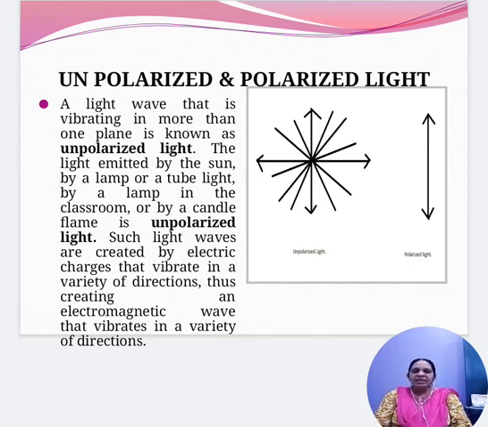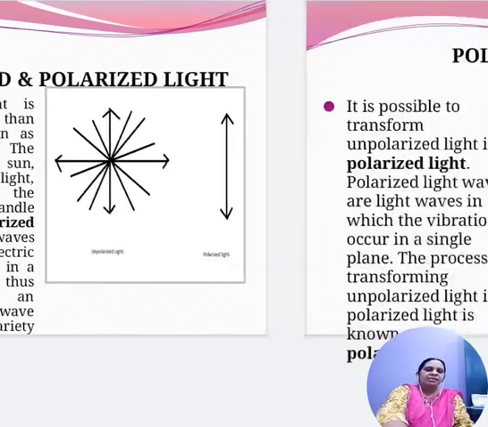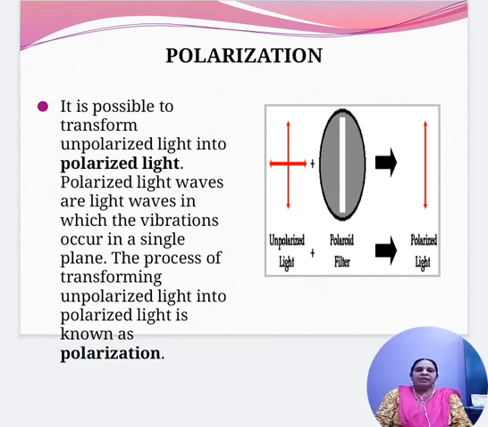Thus creating an electromagnetic wave that vibrates in a variety of directions. So you have seen in the figure, you can see the polarized light. Now we have studied about unpolarized light. What is polarized light? It is possible to transform the unpolarized light into polarized light. How is it possible?